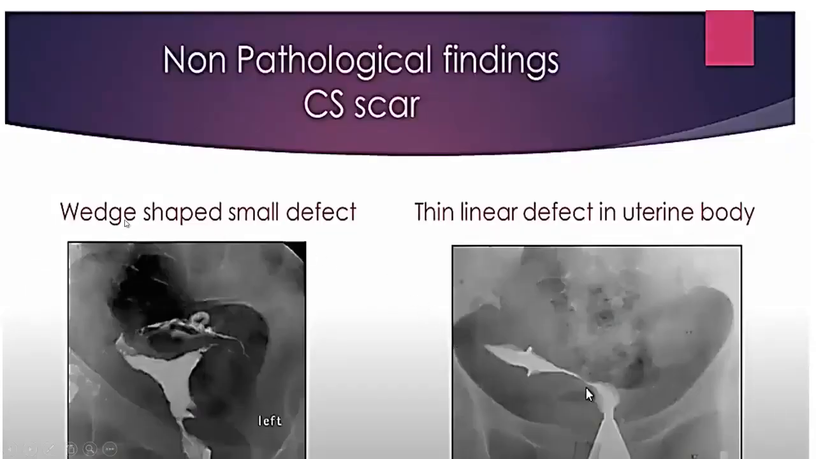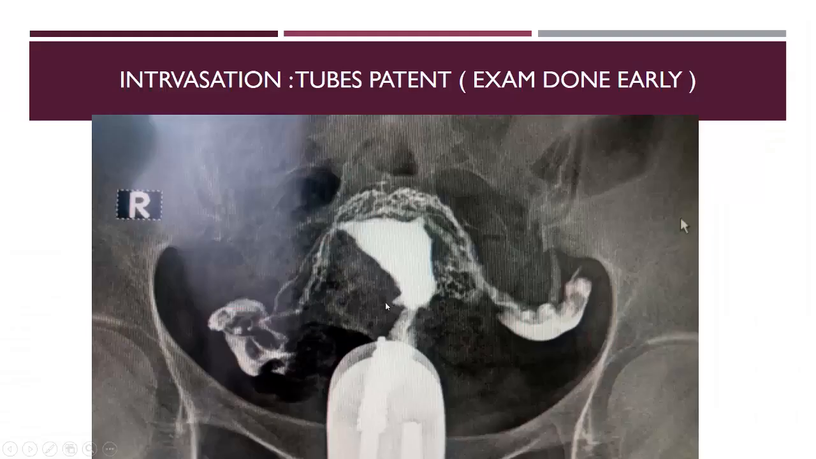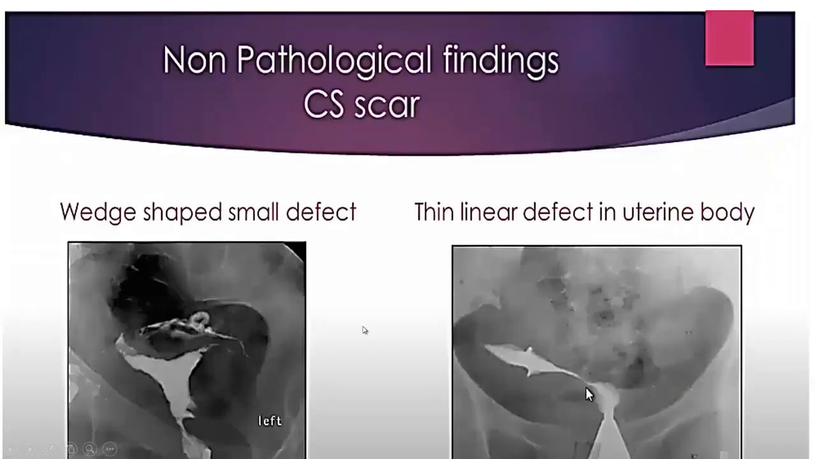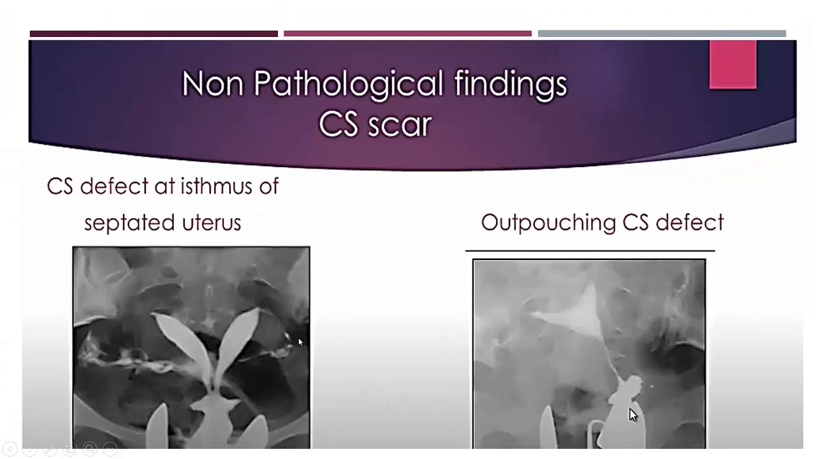Non-pathological findings in the cesarean scar. The most common appearance that we saw in the last slide is a wedge-shaped scar. Here, a wedge-shaped small defect that we see on ultrasound. We say cesarean scar niche. Sometimes we can see a linear thin defect in the uterine body. Cesarean scar defect at the isthmus of a septated uterus. This is a septated uterus, and here there is a cesarean scar defect.